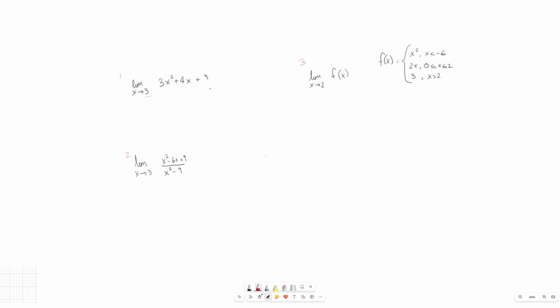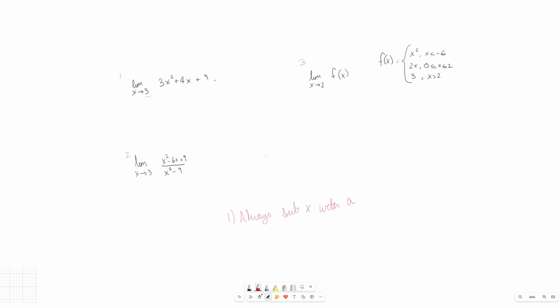So to do this, all you have to do, this is step 1, always: sub x with a. And a is whatever number x approaches.